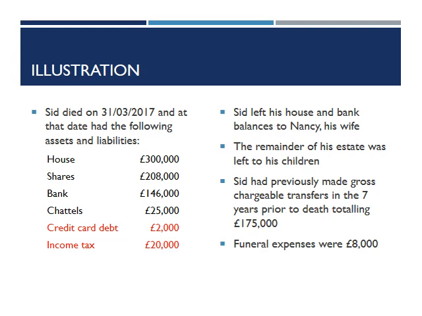Now, Sid left his house and his bank balances to Nancy, his wife. The remainder of his estate was left to his children. And we're also told that Sid had previously made gross chargeable transfers in the 7 years prior to his death, totaling £175,000. Finally, his funeral expenses were £8,000. So let's calculate the inheritance tax on his death estate.